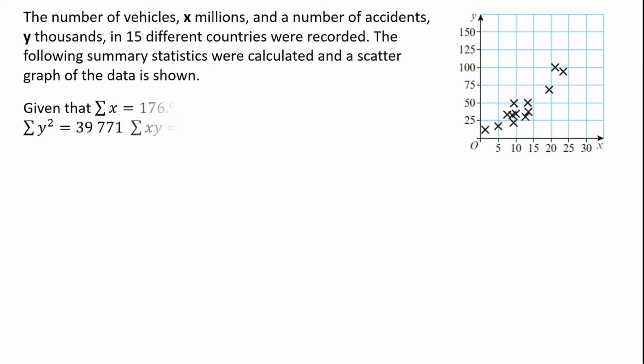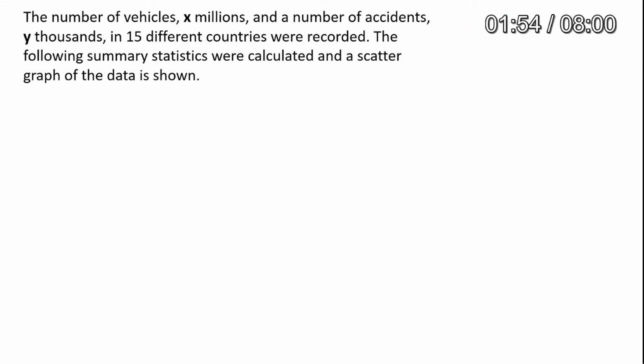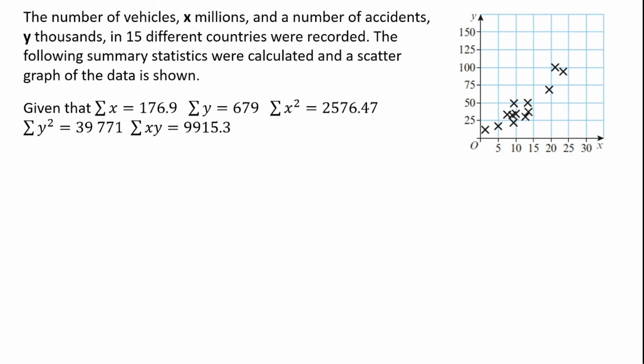Okay, so let's try out a question. Here we're told that the number of vehicles, X million, and the number of accidents, Y thousand, in 15 different countries were recorded. Here's the scatter graph. The following summary statistics were calculated. Okay, so we've got our summary data. From here, we should be able to find S of XX, S of YY, S of XY, and then calculate R from there.